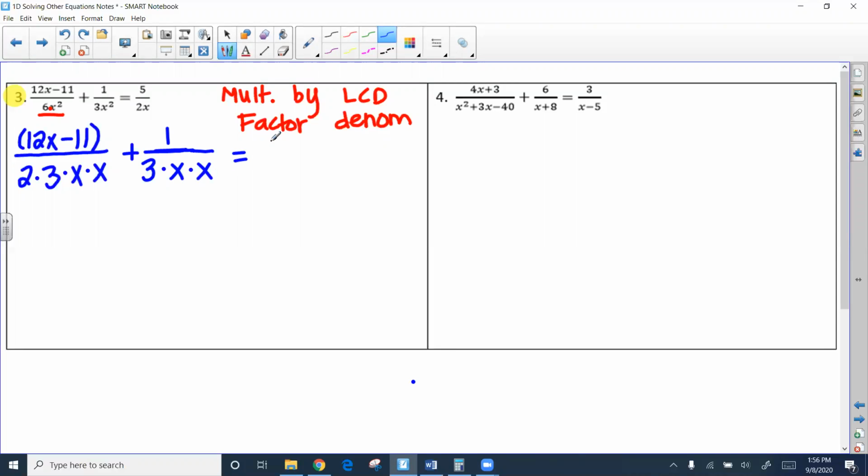Then equals 5 over 2x. 2 times x, those are 2 separate factors, 2 times x. Okay, but neither of them factor any more than that. Now let's talk about our LCD and where it's coming from. So our LCD, I'm going to write it here just so I have enough room. First, we want to include any common factors.